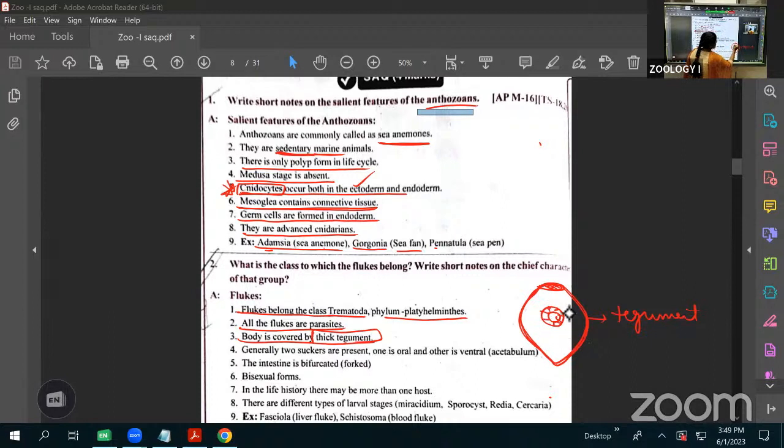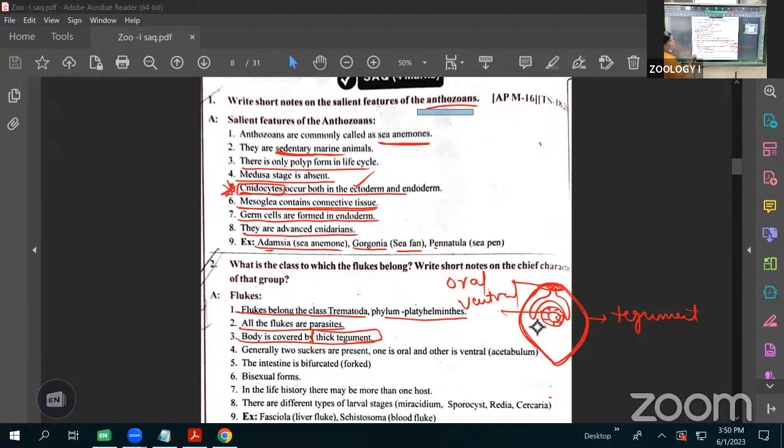Next, this one is the digestive tract. Like this, the body is covered by the thick tegument, and generally two suckers are present. One is present on the oral side, the oral sucker. This one is called the ventral sucker. Two suckers are present here. The ventral sucker is also called the acetabulum.